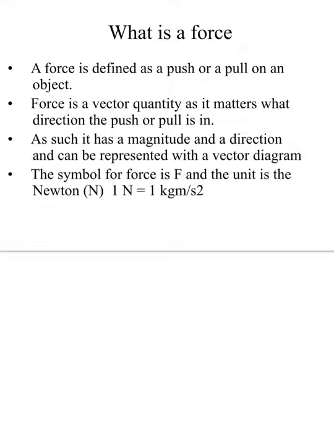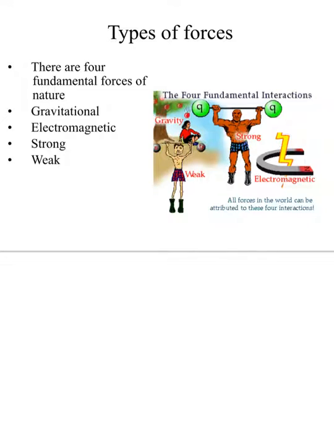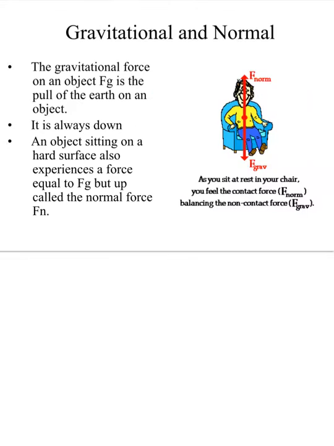So it can be represented with a vector diagram. The symbol for force is a capital F, and the unit is called the Newton. A Newton is how much force it takes to give a 1 kilogram object an acceleration of 1 meter per second squared. So, there are 4 types of forces: gravitational, electromagnetic, strong, and weak. All of those basically contribute to the forces that we see when we actually push or pull something.